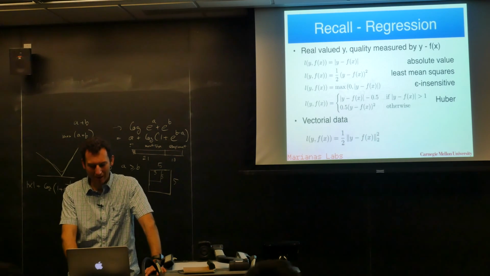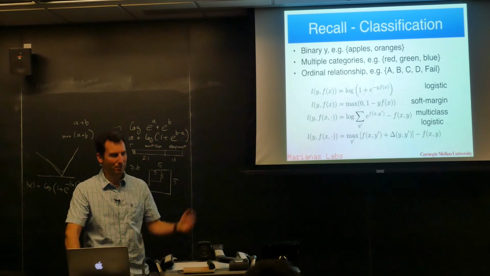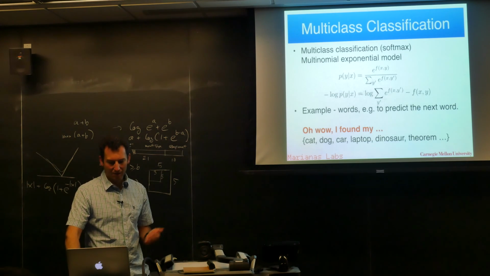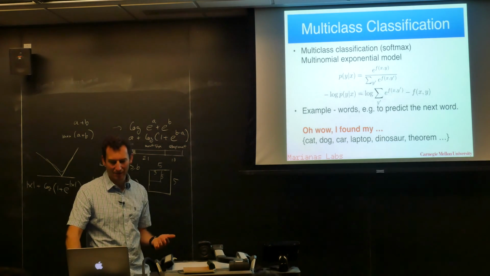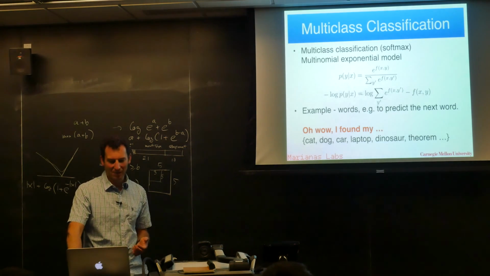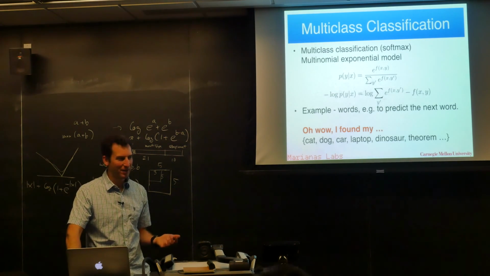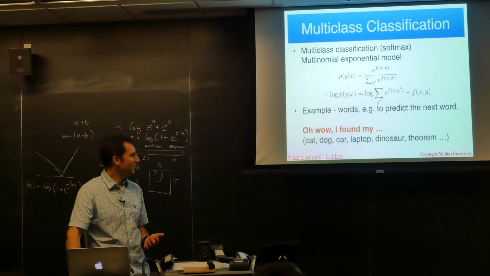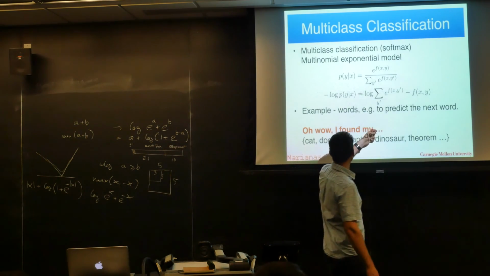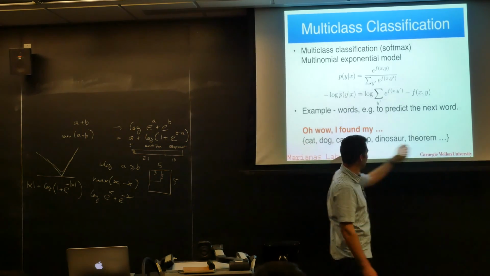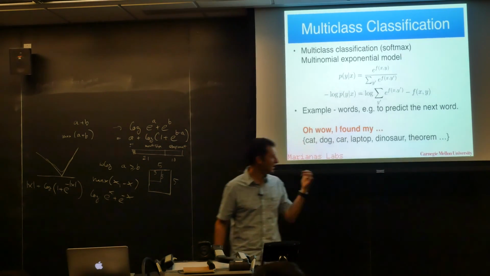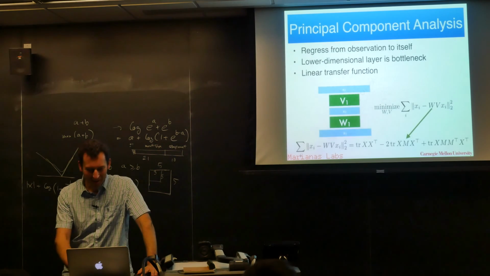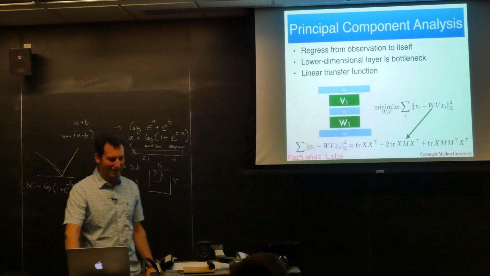So remember regression and classification. We had some scores which compared a label Y with some output F. And then for multiclass classification, what you could do is, for instance, predict the next word. This is actually quite a popular thing in, for instance, those word2vec type of embeddings. You could read in this text and then find out what the likely next word would be. My guess is dinosaurs would be on the lower end and theorems a little bit higher here in the machine learning department.